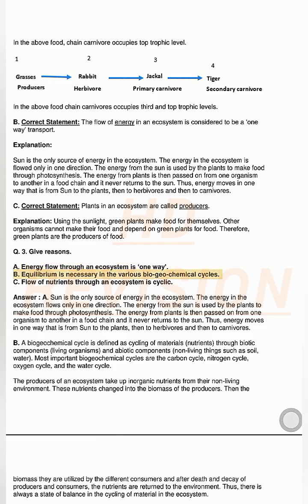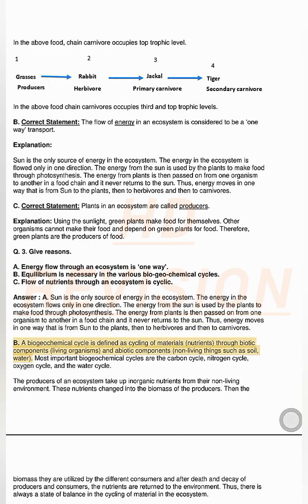B. Equilibrium is necessary in the various biogeochemical cycles. C. Flow of nutrients through an ecosystem is cyclic. Answer. A. Sun is the only source of energy in the ecosystem. The energy in the ecosystem flows only in one direction. The energy from the sun is used by the plants to make food through photosynthesis. The energy from plants is then passed on from one organism to another in a food chain and it never returns to the sun. Thus, energy moves in one way, that is from sun to the plants, then to herbivores and then to carnivores.